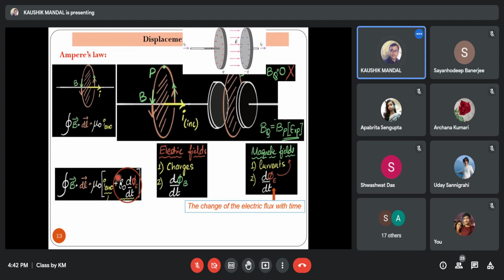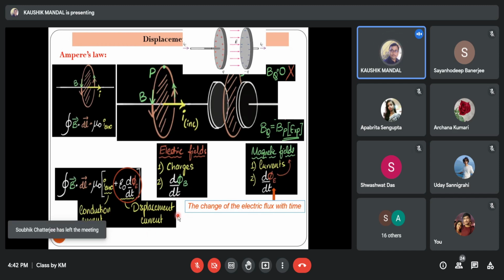As I is the current, the second term will also be like a current, but not like the conduction current. The first term is representing the conduction current that we are familiar with, due to the flow of charges. Now the second term is known as the displacement current. It is not a real current like conduction current. Still, its function is like current. So it's known as the displacement current, and it is due to the change in electric flux with respect to time.